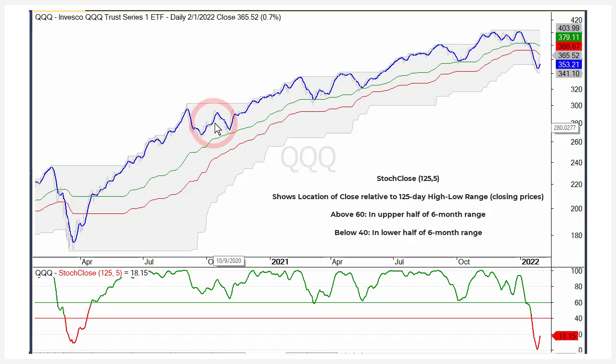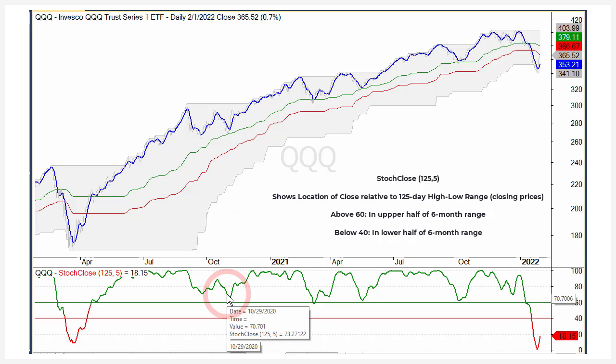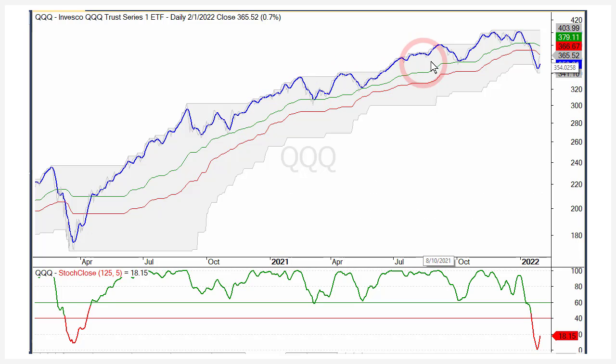And then we can see QQQ kind of flattens and StochClose kind of moves back towards the 60s area. And the green line on the chart here corresponds to what 60 would be on the StochClose indicator. But you can see QQQ is clearly in the upper half because it's above that green line. And you can see on the StochClose indicator, it's not going below 60. So that's a sign of strength. You're staying in the upper half of that 6-month range until now.